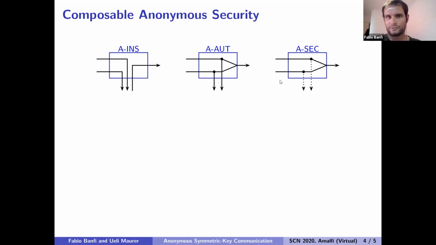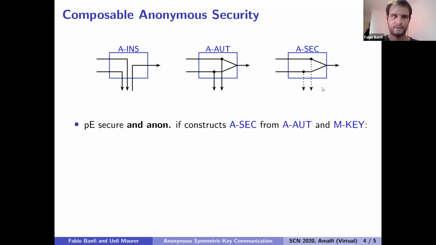And then a better version is the anonymous secure channel, where the eavesdropper cannot even see the content of the message anymore. At least he can possibly see the length of the messages, but not any partial information about the content itself. And then we define composable security and anonymity for encryption as the notion of constructing a secure channel from the authentic one and some appropriate key resource.